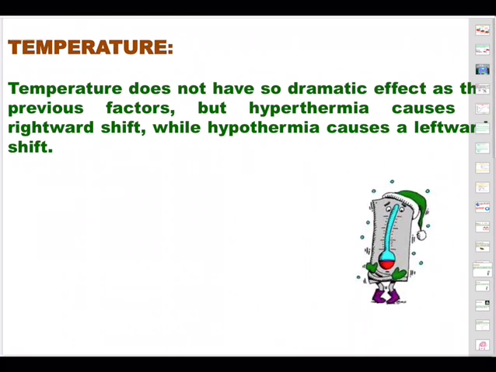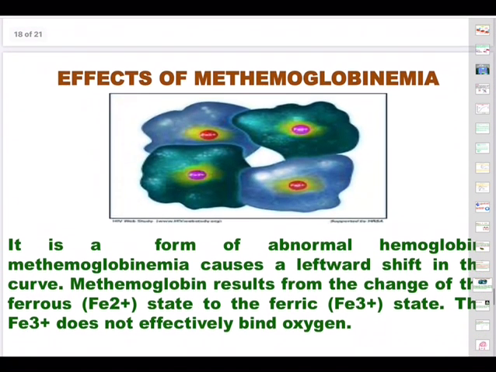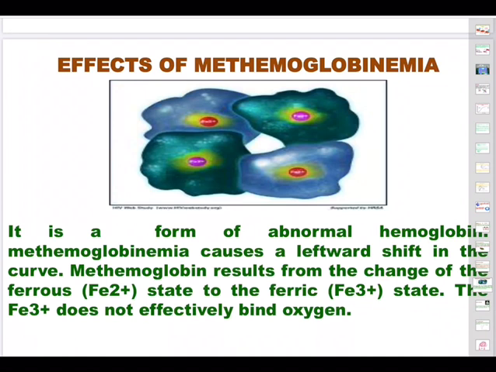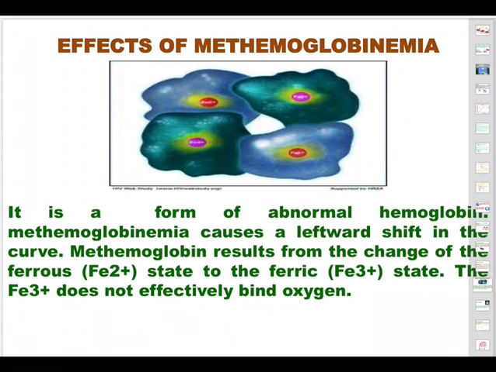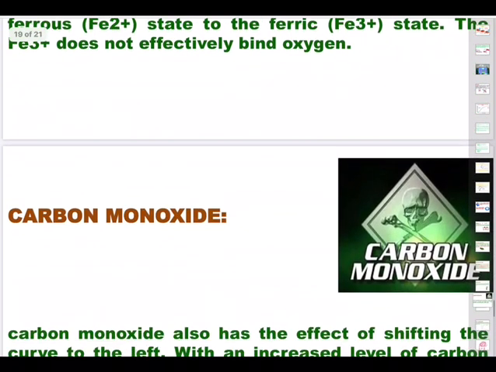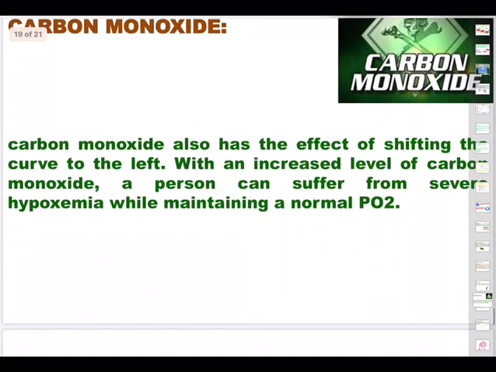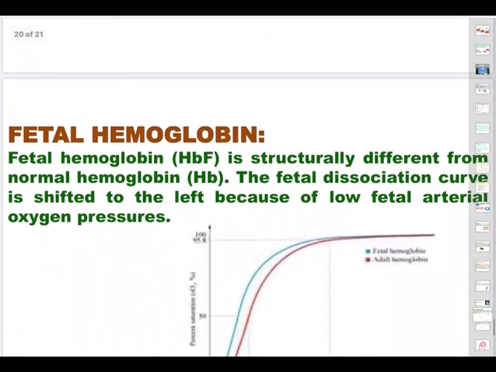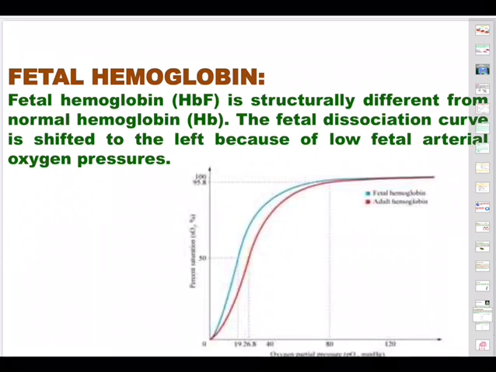And the temperature does not have so dramatic an effect as the previous factors, but hyperthermia causes rightward shift while hypothermia causes leftward shift. And effects of methemoglobinemia, it is a form of abnormal hemoglobin and it causes leftward shift in the curve. And methemoglobin results from the change of the ferrous Fe2 plus to Fe3 plus. The Fe3 plus does not effectively bind oxygen. And carbon monoxide also has the effect of shifting the curve to the left. With an increased level of carbon monoxide, a person can suffer from severe hypoxemia while maintaining normal partial pressure of oxygen.